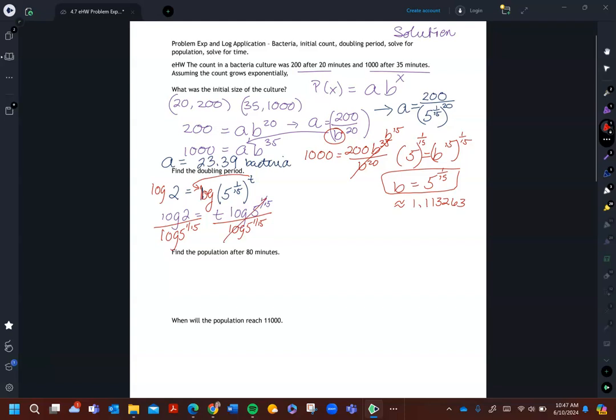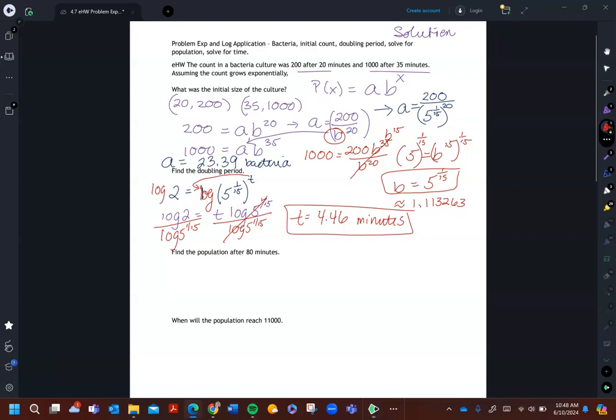Then just go ahead and make that calculation in Desmos. I'm not going to type that in, but that should come out to be T equals 4.46, and that is your time for the doubling, and that is going to be in minutes. Okay, then find the population after 80 minutes.